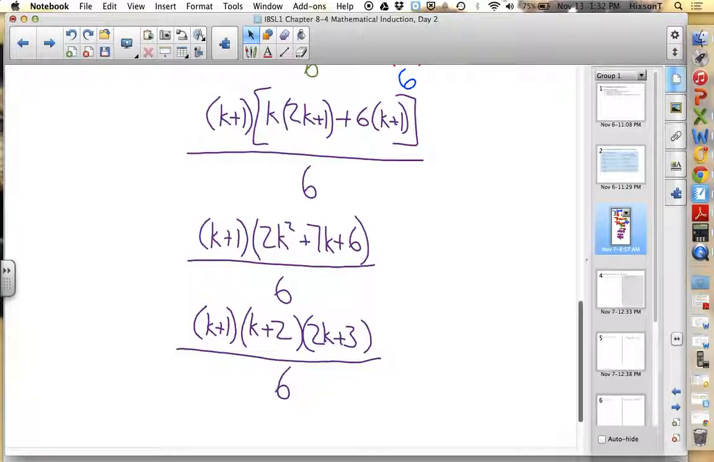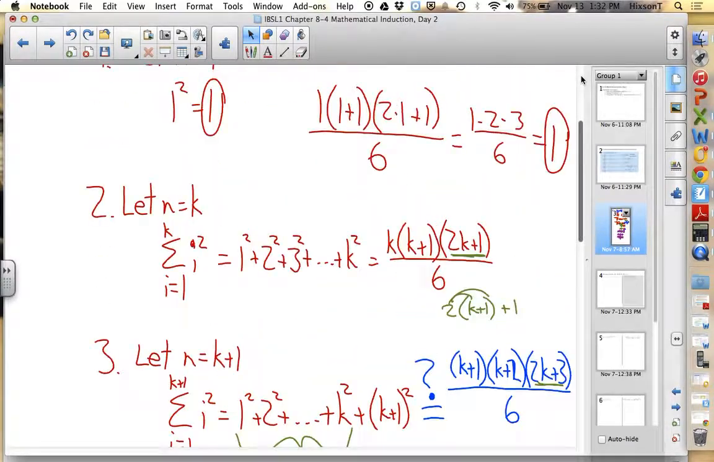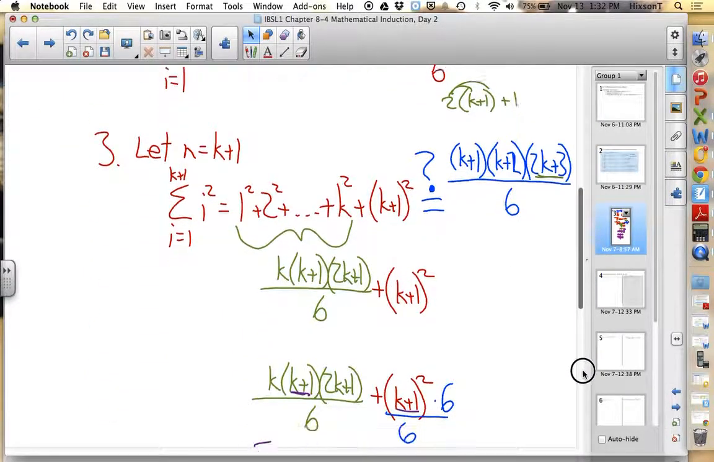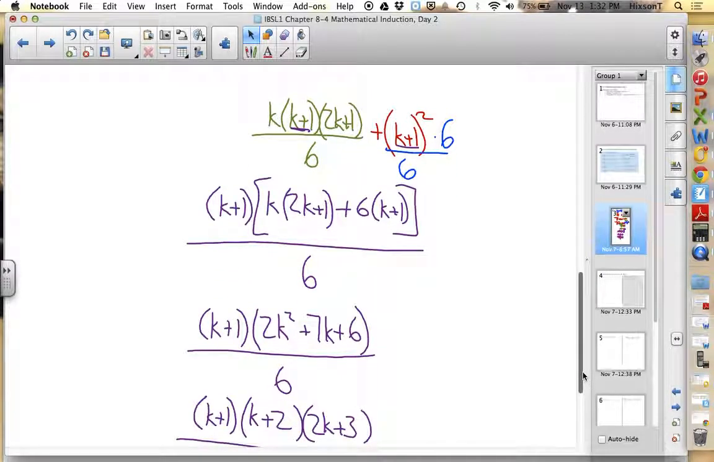Now, how would you ask this question on the test? I would say, prove that inductively, and then we just have to show our work. That's all. One of those takes like 10 minutes. I'm not going to give you a false one. Okay, good.